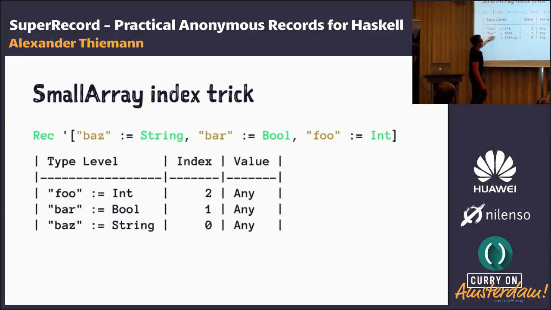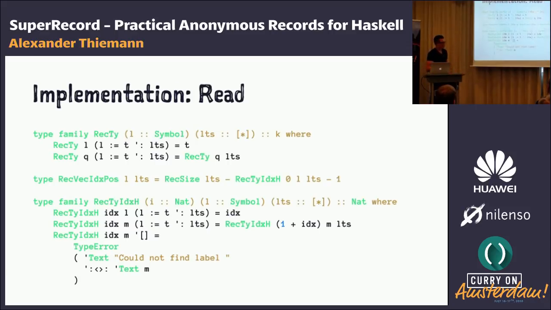If it's in the second place, it'll be of index 1, and if it's in the first place, it's in position 0, right? So basically, you have this type family that will know, oh, if something is in this position on the type level, then it must also be in this position in the array. And the values that we store at runtime are all any, and we basically use unsafe coerce to convert between the two. So what does that look like?